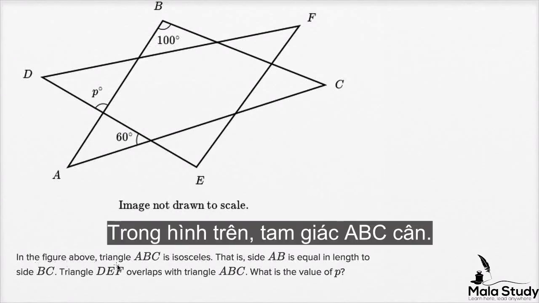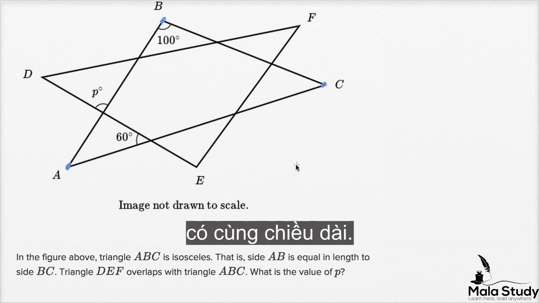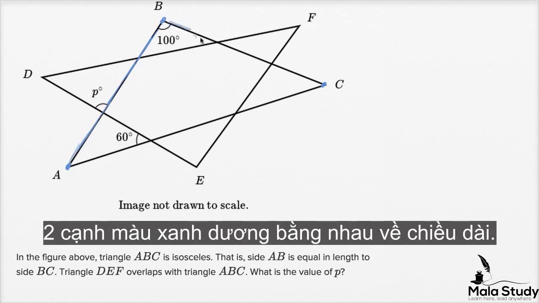In the figure above, triangle ABC is isosceles. So that's triangle ABC. That big triangle is isosceles, which means two of its sides are congruent, have the same length. That is side AB. They explain it here. Side AB is equal in length to side BC. So these two sides are equal in length.